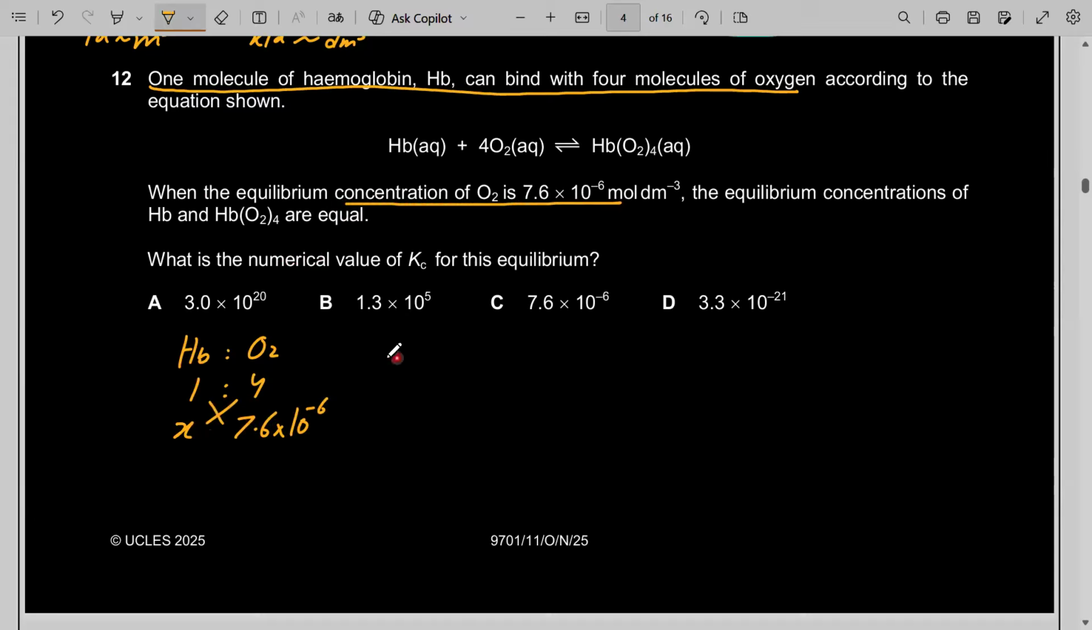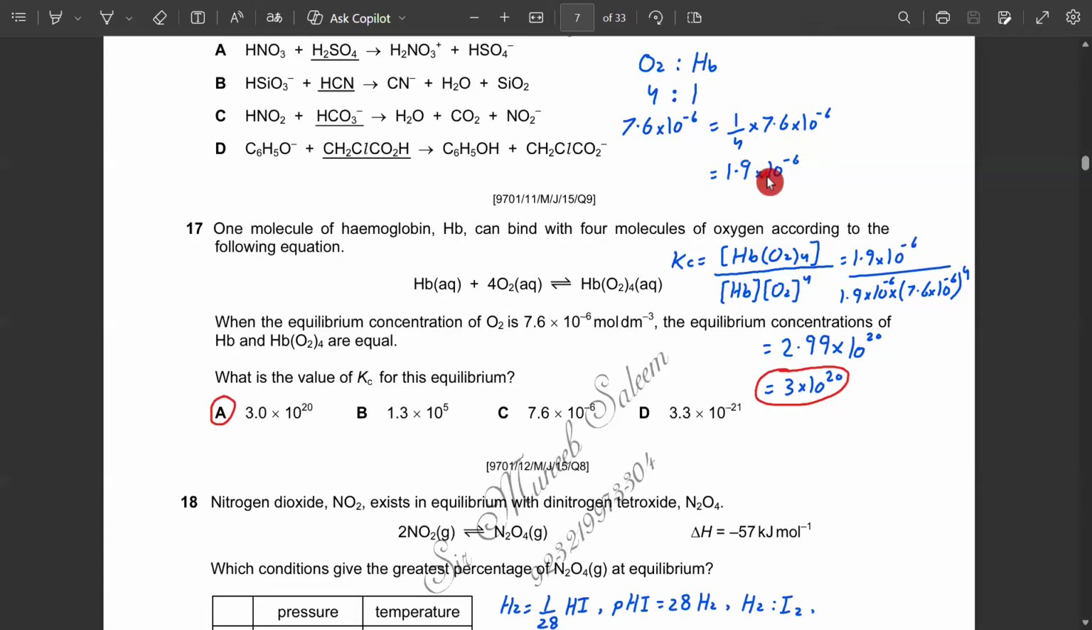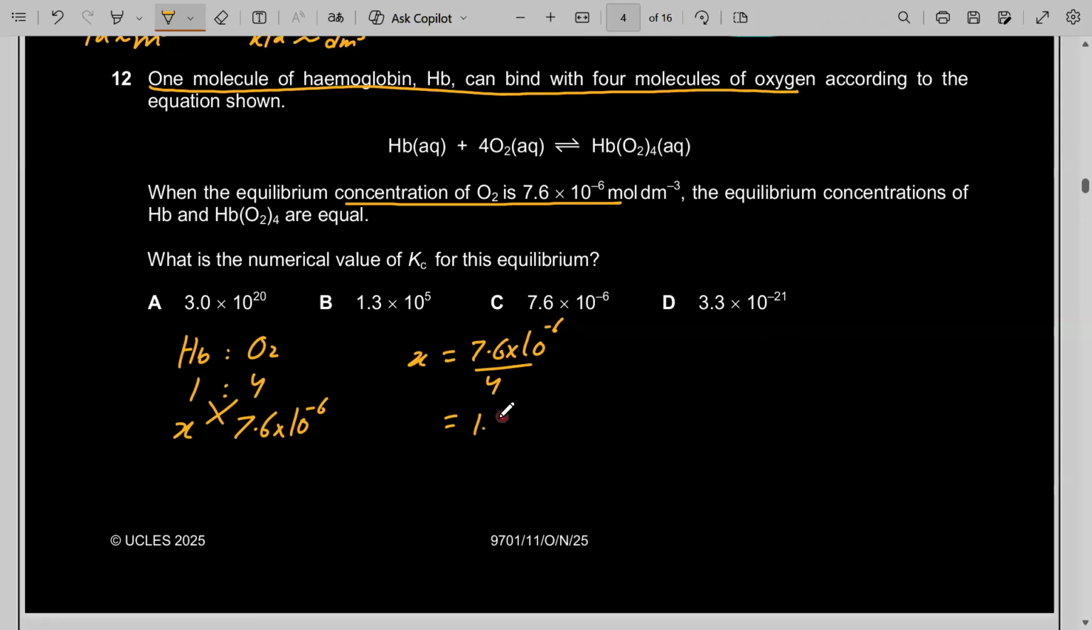So you cross multiply it, the answer will be X is equal to 7.6 times 10 raised to the power minus 6 divided by 4. So it is equal to 1.9 times 10 to the power minus 6. So this is done. We have calculated the value of Hb. This is the value of Hb. And according to the equation, we have a 1:1 ratio between hemoglobin and its compound.